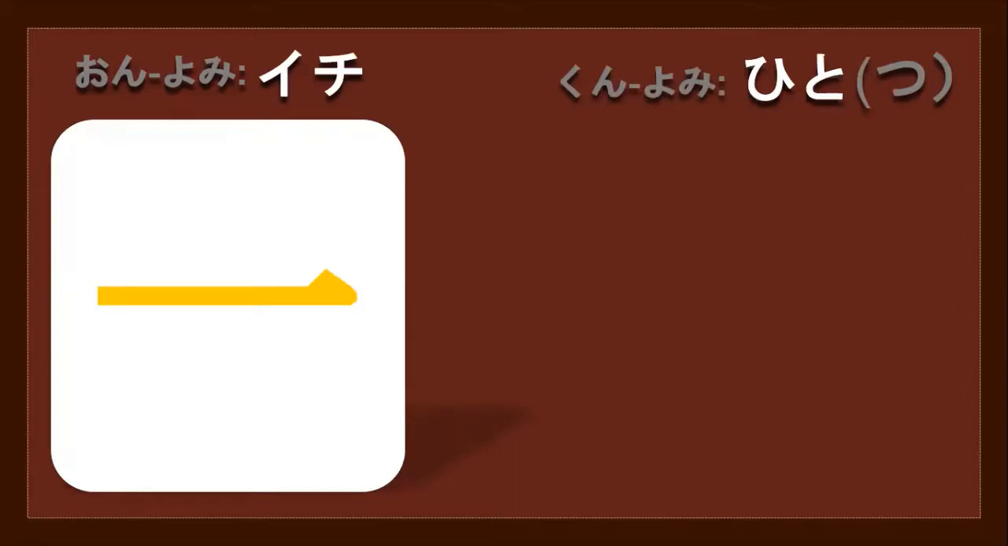Now let us go to kanji. The first kanji is this. If you look here, the kanji starts from here and it's just one stroke. As I explained earlier, kanji has onyomi, the Chinese sound, written in katakana, and the onyomi is イチ. And the kunyomi, which is the Japanese sound, is ひとつ. Very good.